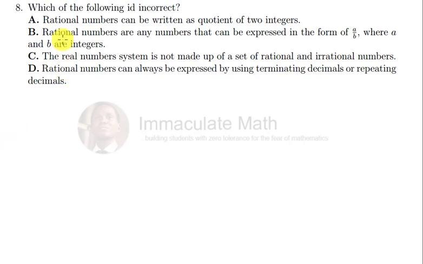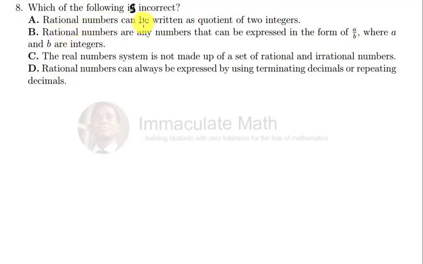In this question, question 8 now, they said which of the following is correct, rather, which of the following is incorrect. This is a typo error from my side. So we want to determine which of the following is incorrect, the one that is not correct.